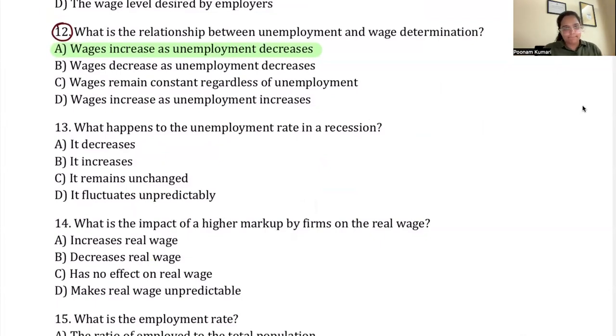It increases. What happens to the unemployment rate in a recession? It increases. The unemployment rate increases, right? In a recession, demand decreases. So companies reduce their production. So they either stop hiring people or they start firing people also. So the unemployment rate increases. Yes, ma'am. Okay?